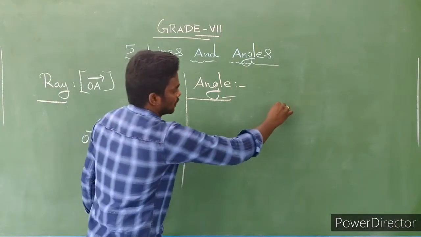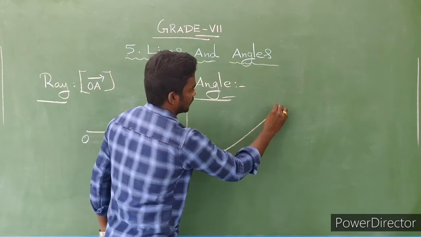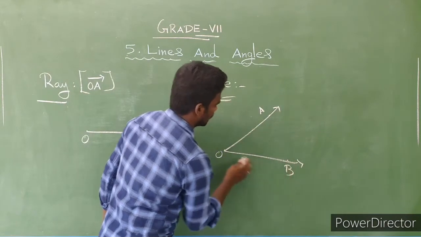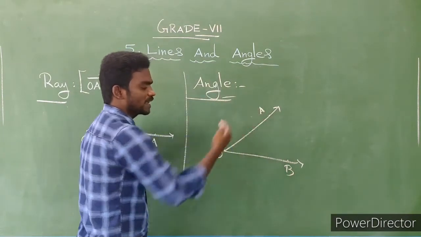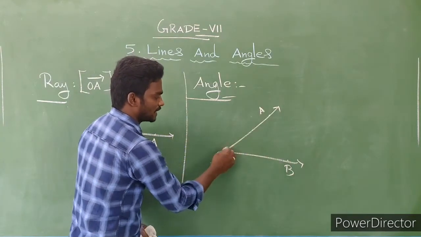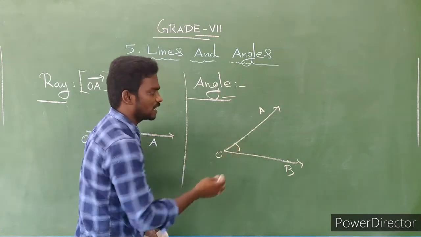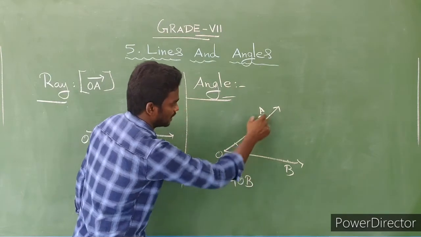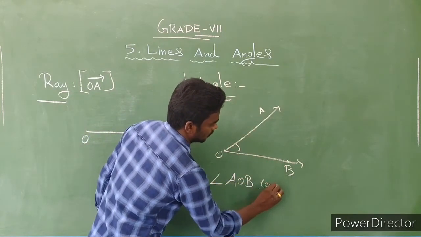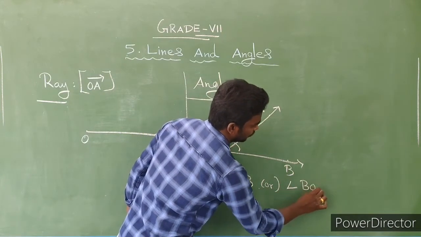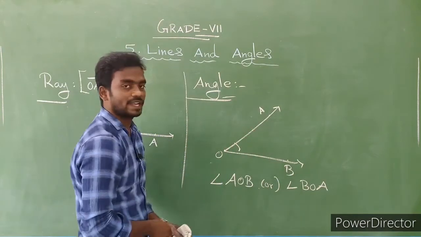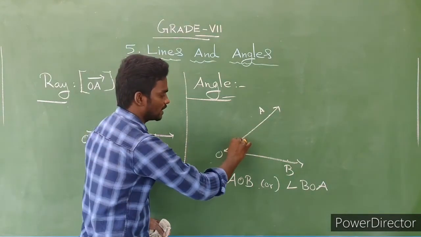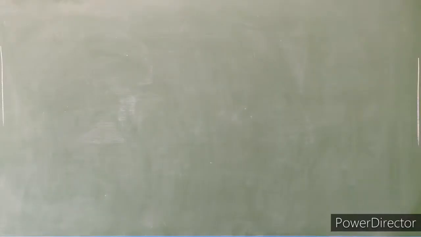What is angle? Here OA is a ray and OB is another ray. So these two rays are forming an angle. When two rays have the common vertex point, it is called what? Angle. So this is represented as angle AOB, or we can write angle BOA. So two rays forming an angle with a common vertex point is called angle AOB or angle BOA.